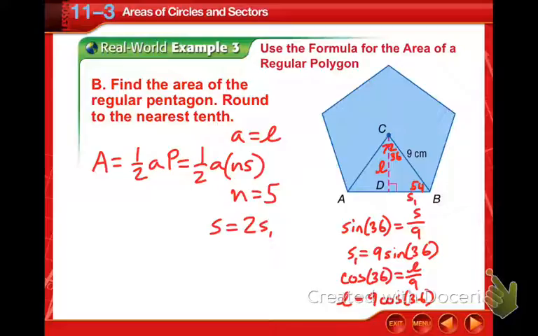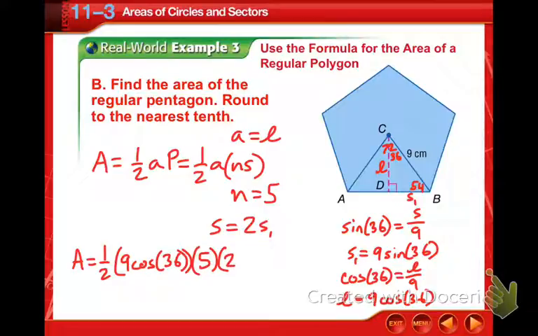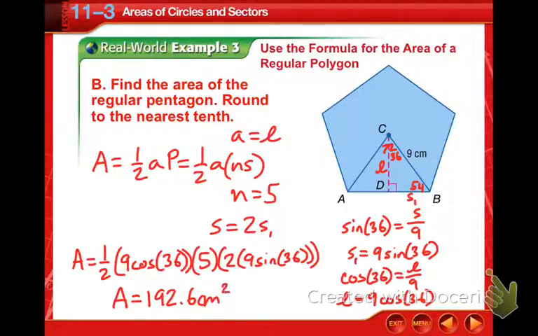So our overall formula here, 1/2. The apothem is L, so that's 9 cosine of 36 times our 5 times 2 times 9 sine of 36. Lots going on there. But if you plug that directly into the calculator, your area will come out to be 192 point, and it rounds to the nearest tenth, .6 centimeters squared.